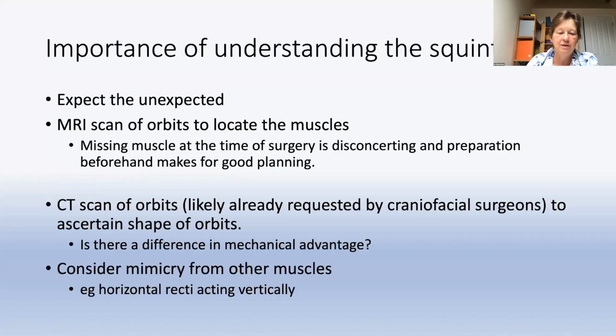So it's important to understand what kind of squint you've got, and you have to expect the unexpected, which is very similar to Dr. Molinari's talk about these patients where you get the unpredictable results. Make sure that you're not looking after a case of a missing muscle. Understand the shape of the orbits, and that's why it's nice to have the MRI scan and the CT scan. And are you seeing an overaction on one side because there's a difference in mechanical advantage due to length and angle that the muscle might subtend to that eye? And just be mindful of the fact that sometimes there may be mimicry of certain muscles looking like they're overactions of others because of the tilting of the orbits.